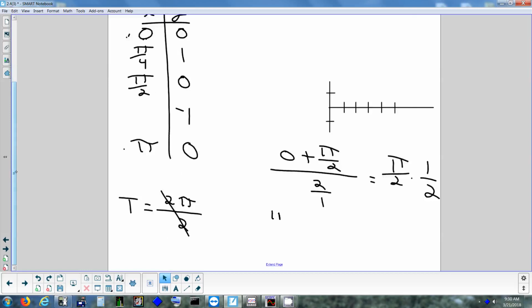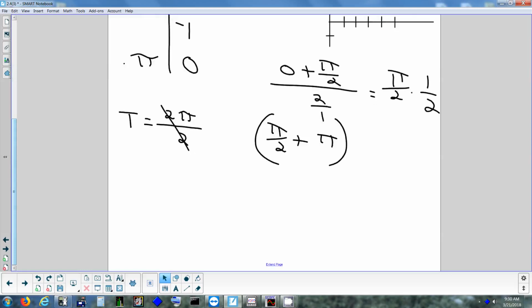Now let's average the last one and see what we get. We've got pi over 2 plus pi. And just to avoid having to flip it later, I'm going to flip it right now, because I know I'm going to divide by 2, so I'd end up flipping it and multiplying by a half in the next step. What's wrong with trying to add these up? Pi over 2 and pi.